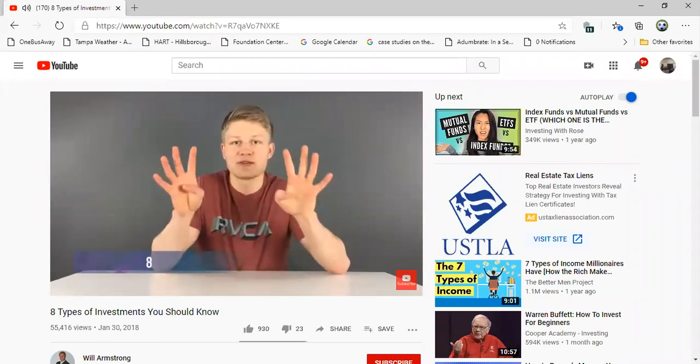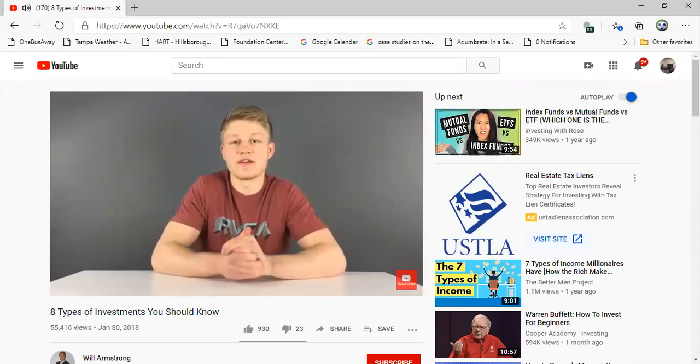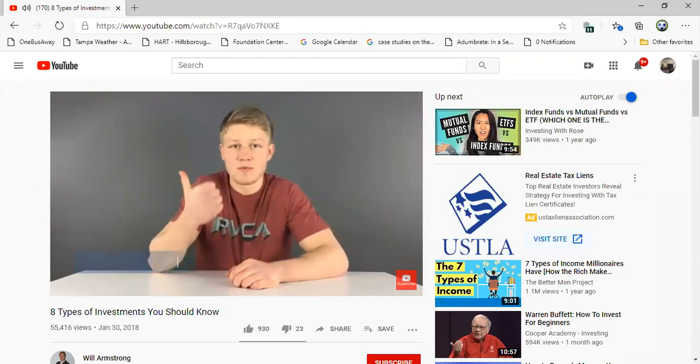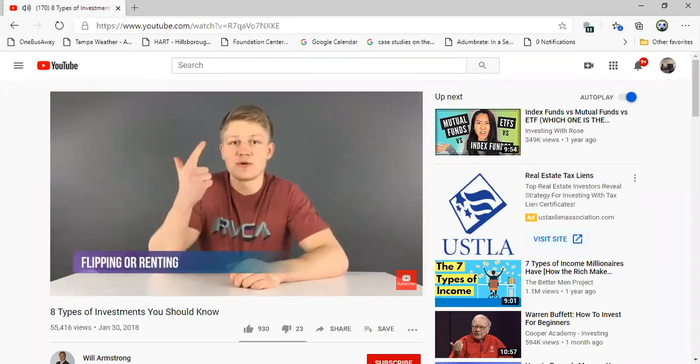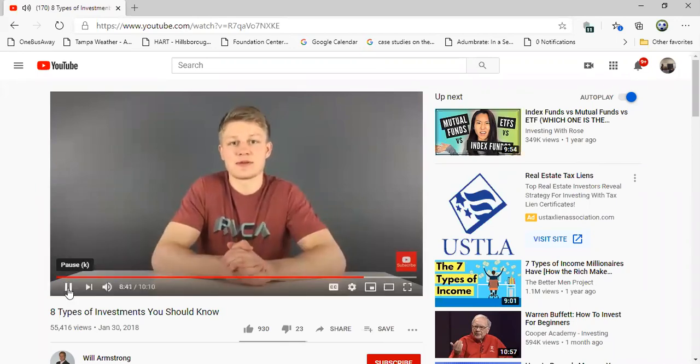The eighth type of investment is real estate. Now, this type of investment requires a lot of capital, but it's a very worthwhile investment. There are 2 main ways you can invest in real estate. Number 1, flipping properties, and number 2, renting properties. For this example, I'm going to talk about renting properties.